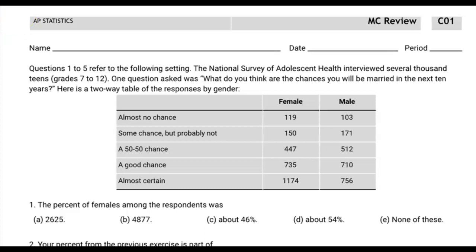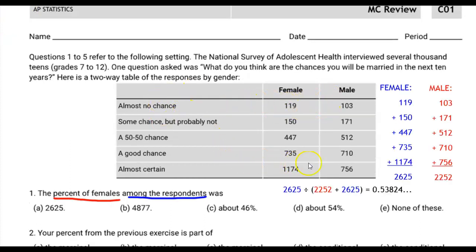Let's take a look. In this first question, it gives you a two-way table for female and male respondents for this survey. It asks for number one, the percent of females among the respondents. So in other words, the percent of females out of the total. The females, adding them all together in these individual cells, is 2,625. The males is 2,252. In order to get the percent of females among the total respondents, 2625, the females, divided by the total, which is all the males plus all the females, is equal to 0.53824, etc.